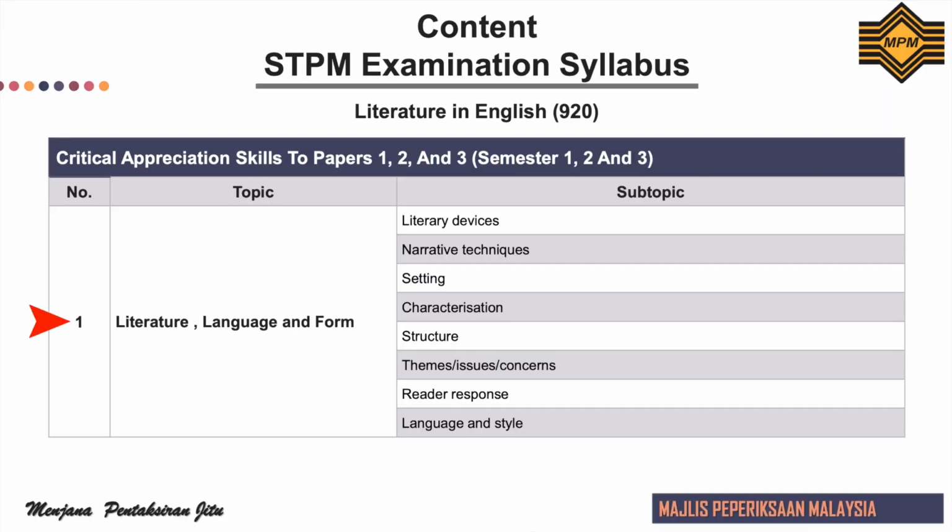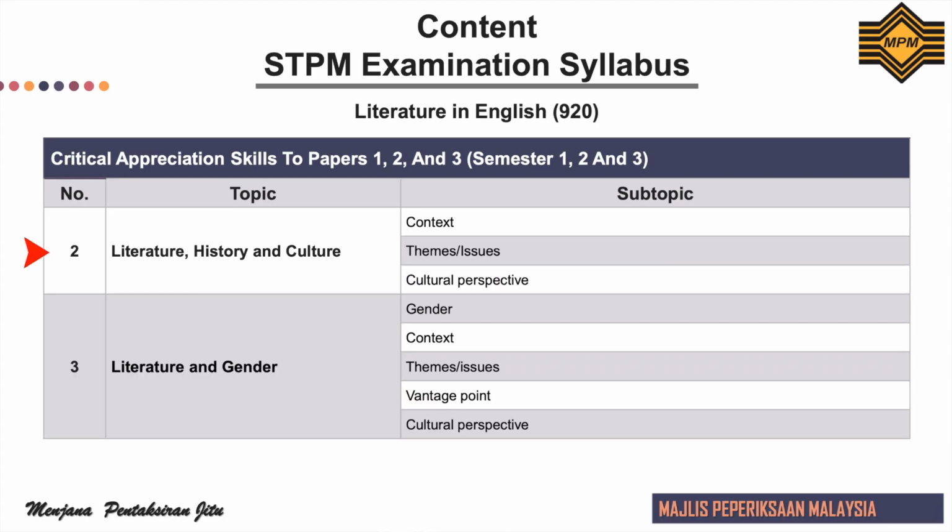The first topic is on literature, language and form, with the subtopics of literary devices, narrative techniques, setting, characterization, structure, themes/issues/concerns, reader response, and language and style. For the second topic, which is on literature, history and culture, with the subtopics of context, themes/issues, and cultural perspective. Finally is the third topic of literature and gender, with the subtopics of gender, context, themes/issues, vantage point, and finally cultural perspective.